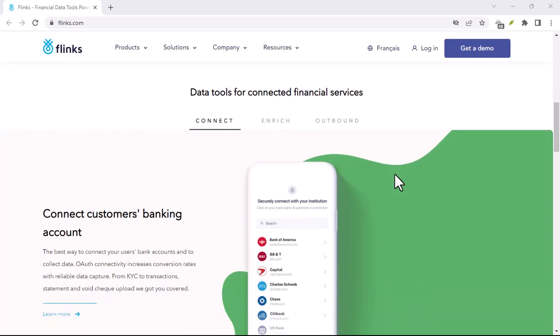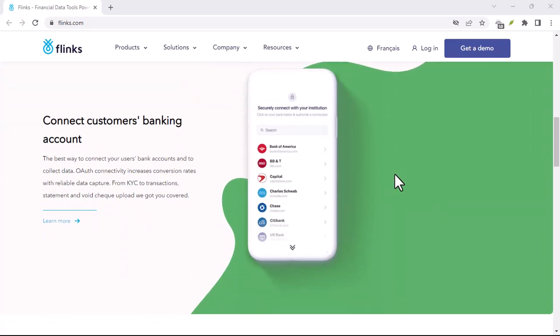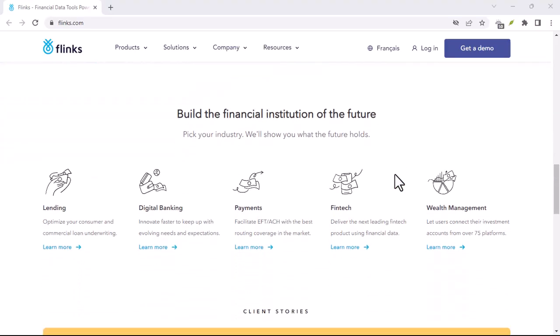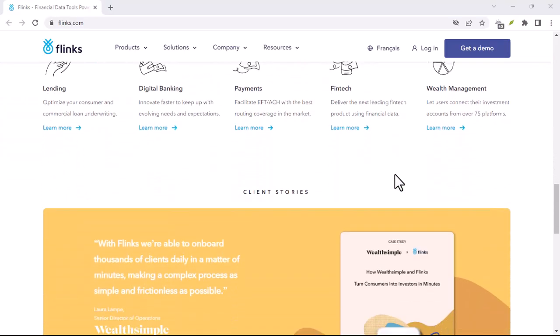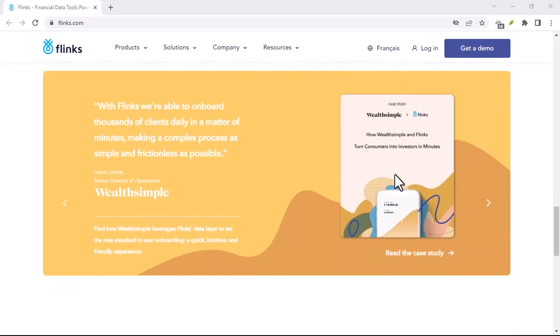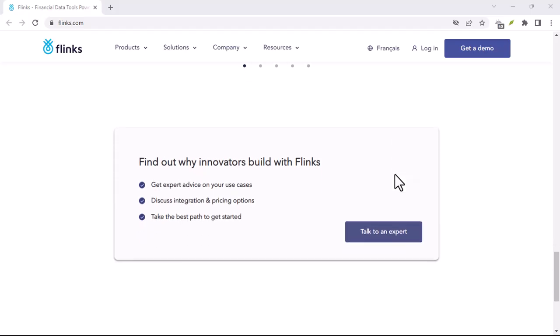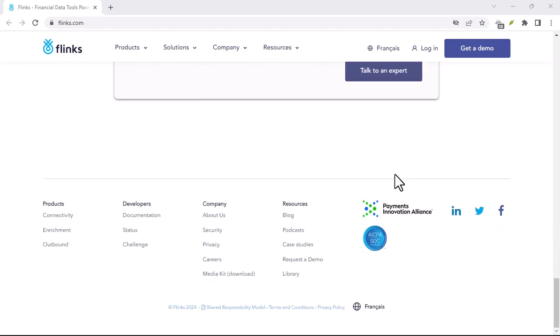Flinks doesn't control your money. Flinks doesn't have direct access to your funds. It simply collects and analyzes data to provide you with valuable insights. Flinks isn't a bank. Flinks is not a financial institution. It's a technology company that helps you manage your finances more effectively.